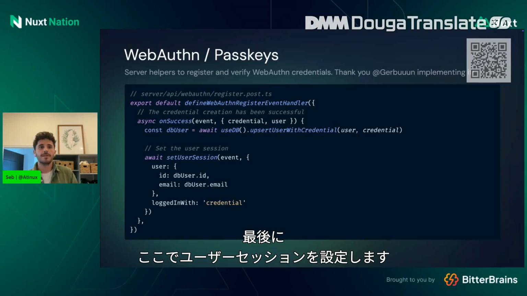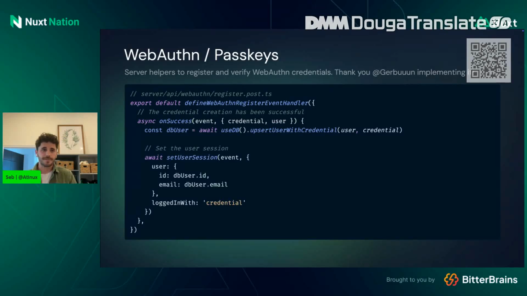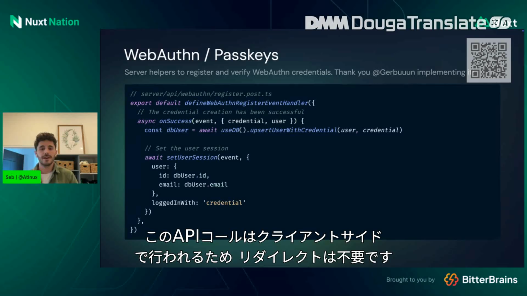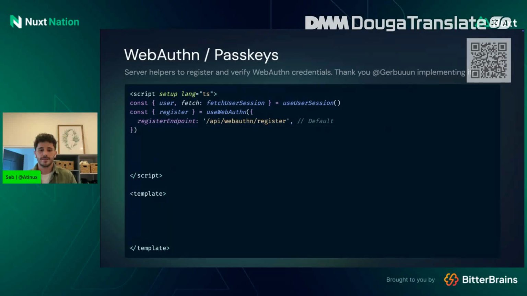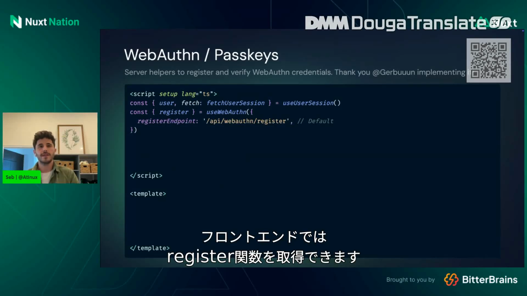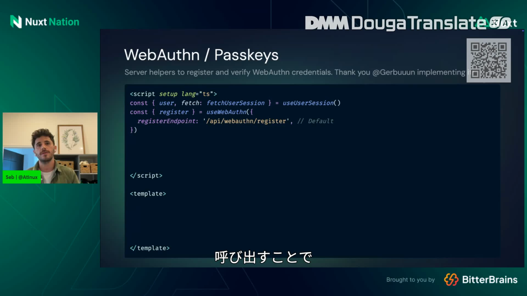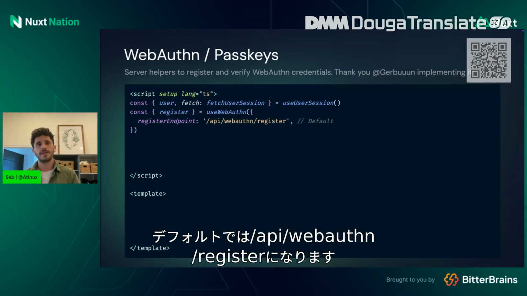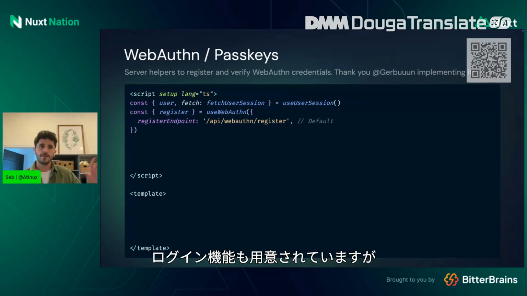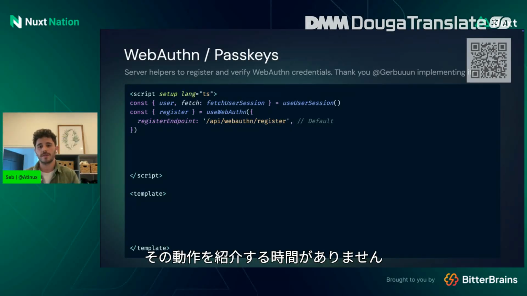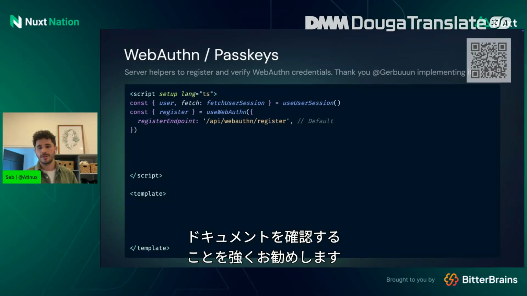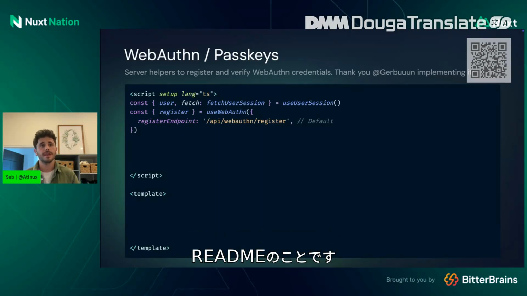And finally, here I'm setting my user session. I don't need to redirect because here this API call will be done on client side. On the front end, we can get the register function by calling the useWebAuthn composable. By default, it's /api/webauthn/register. We also have the login functionality, but I don't have the time to showcase how it works here. Highly recommend you to check out the documentation, the README.